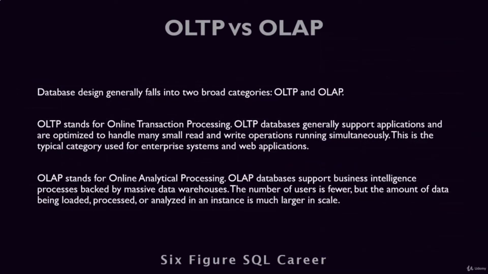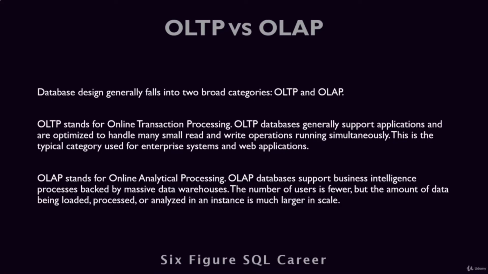So when it comes to databases, database design generally falls into two broad categories, OLTP and OLAP. The latter is sometimes pronounced as OLAP. OLTP stands for Online Transaction Processing. OLTP databases generally support applications and are optimized to handle many small read and write operations running simultaneously. This is the typical category used for enterprise systems and web applications.